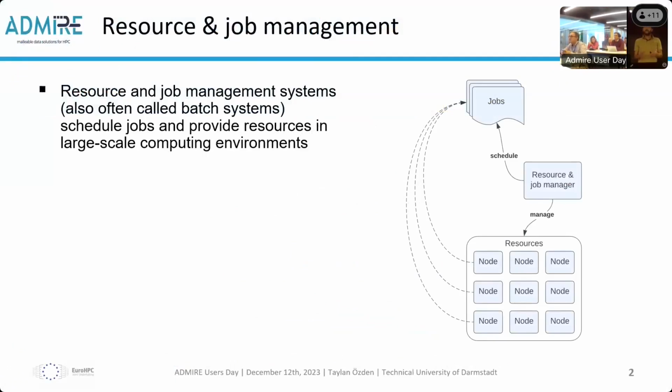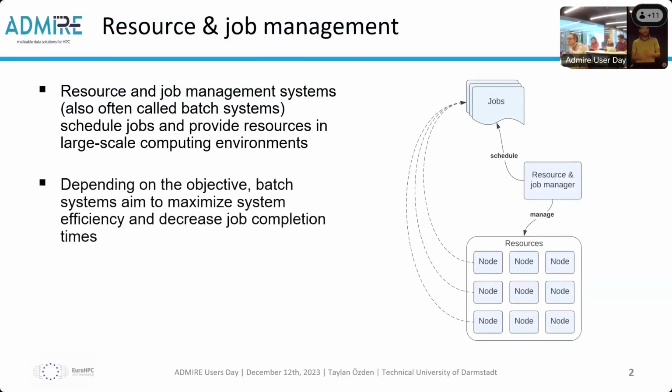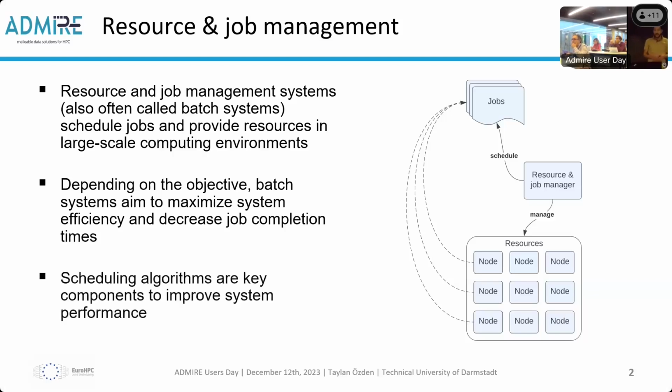Usually resource and job management systems like Slurm schedule jobs and provide resources in computing environments such as HPCs, clouds, etc. They are often called job schedulers or batch systems, and mainly they have different objectives. Some objectives might be more system relevant, like system efficiency. Other objectives might be from the user perspective, like job completion time minimization. And usually you have a mix of both, which the schedulers target to reach in the long run. The decisions are usually taken in the scheduling algorithm, so this is the key component making that decision.